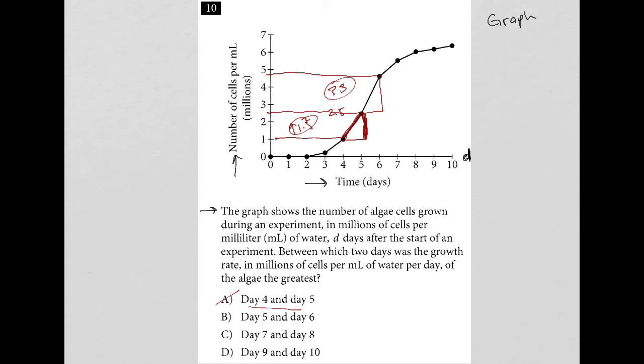How about between 7 and 8? Day 7 is here to day 8. That's a very small jump, right? I know that's not going to compete with this 3.3 jump, so that's gone. How about choice D, day 9 to 10? Also a very tiny jump there, so that's not going to compete. So the 2-day change that was the greatest for algae growth was choice B, between day 5 and day 6.